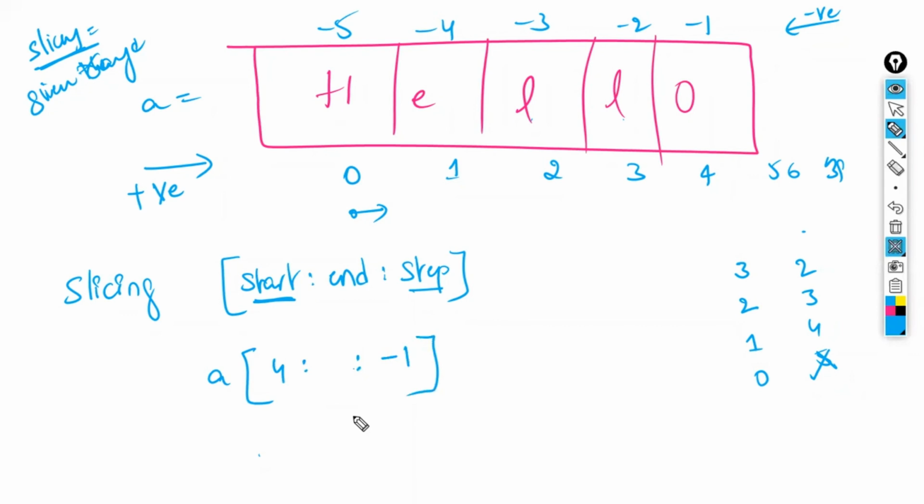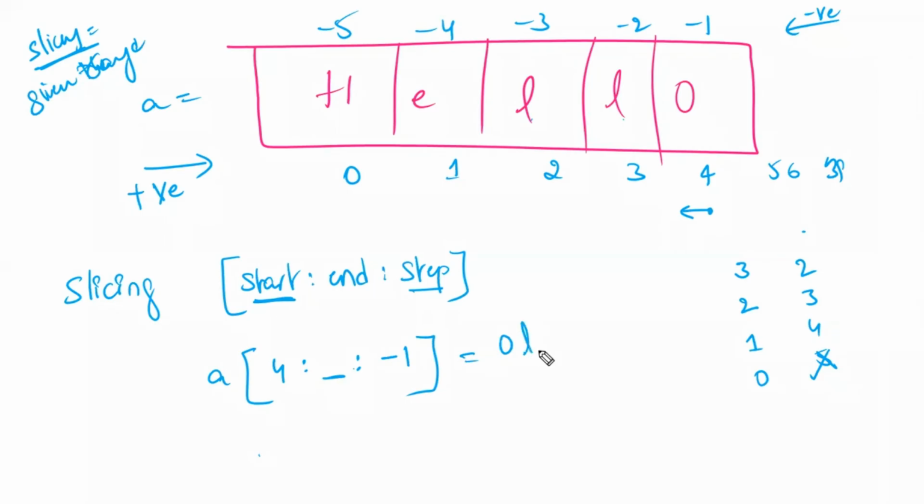Next, A of 4, nothing, and minus 1. 4 empty minus 1. 4 means first you keep a dot at the 4. Wherever the 4 is there, keep a dot at that point. Okay, this is the point. Minus means negative direction or positive direction? In the negative direction, you want everything in the negative direction starting from the 4. What is there in the negative direction? O-L-L-E-H. It is the answer. Okay, sir, for example, this is 2.